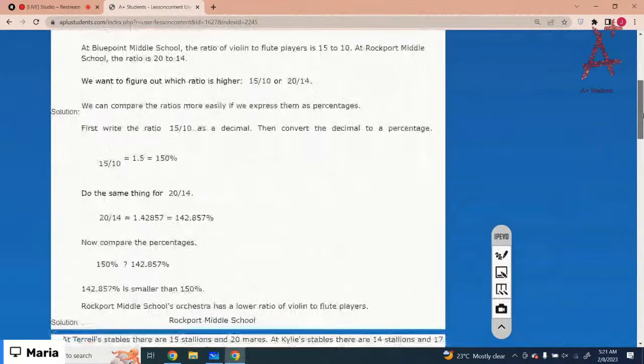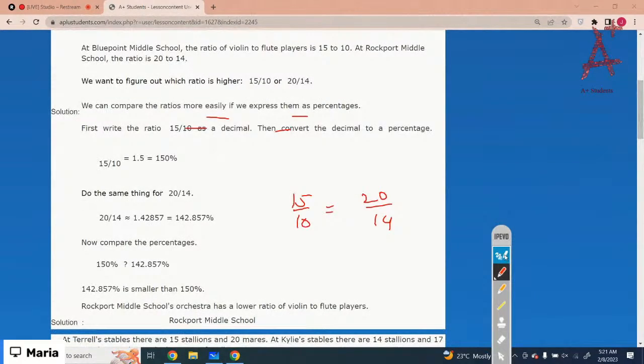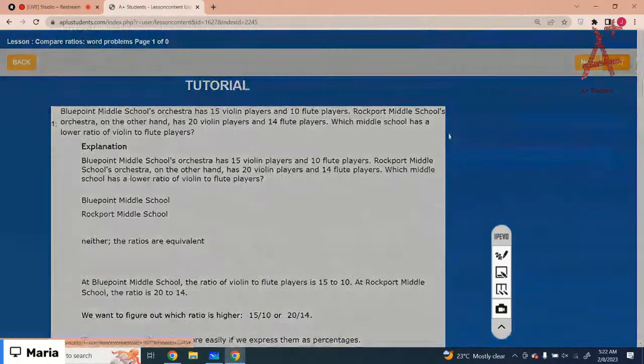Okay, you can compare them in percentage form. So just convert them into percentages. Just divide 15 over 10. So 15 divided by 10 is 1.5. Got it? When you multiply it by 100, it would be 150%. Then do 14 over 10 using calculator. So 20 over 14 would be 1.42. When you multiply it by 100, it would be 142. So which one has a lower value? The second one, Rockport Middle School. Got it? Okay, let's just start with the practice questions. You can have a look on the tutorial by yourself later today. Let's just start with the test questions.